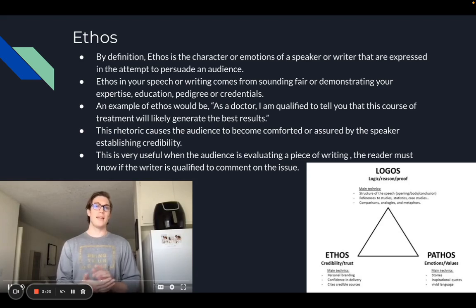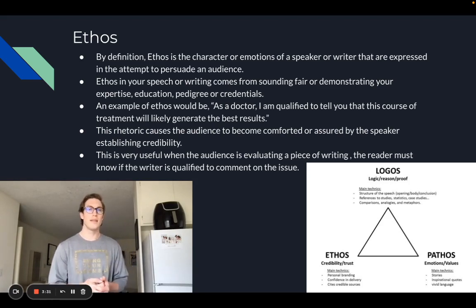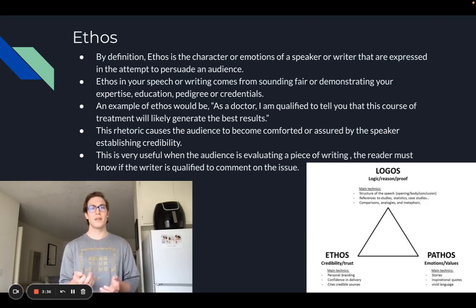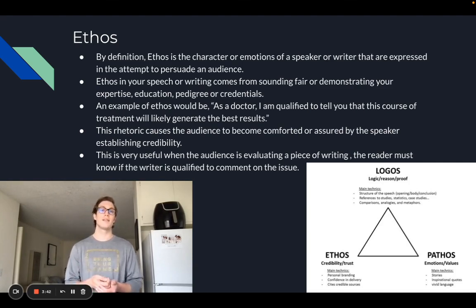By definition, ethos is the character or emotions of a speaker or a writer that are expressed in the attempt to persuade an audience. Ethos in your speech or writing comes from sounding fair, demonstrating your expertise, education, pedigree, or credentials. An example of ethos would be, "As a doctor, I am qualified to tell you that this course of treatment will likely generate the best results."